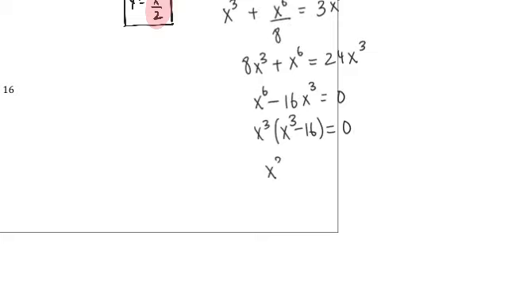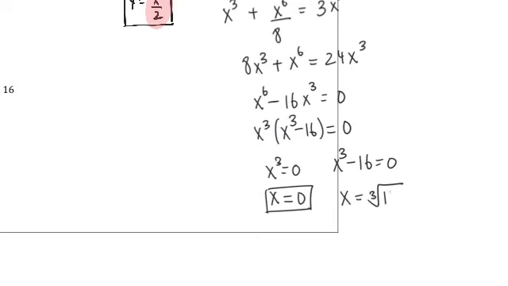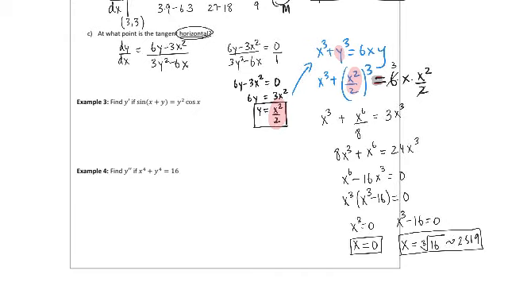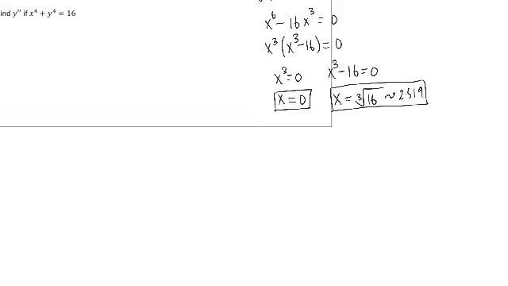My two solutions will be x cubed equals 0, which means x is 0, and x cubed minus 16 equals 0, which means x equals the cube root of 16, which as a decimal is 2.519. So those are the places on this curve where we have a horizontal tangent line. I guess we should also find the y's, right?